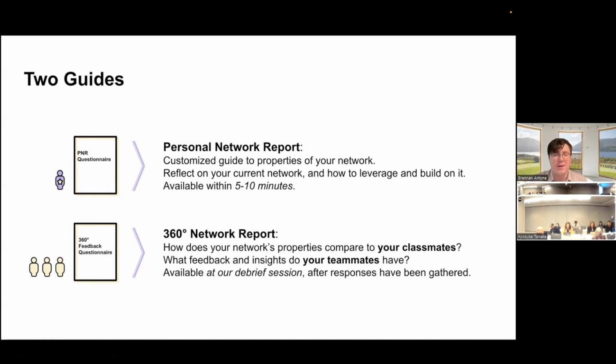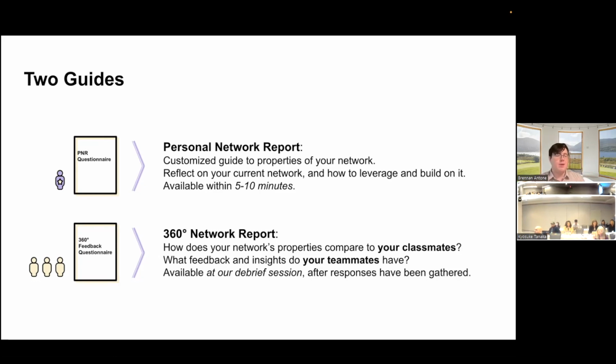You're just going to know, this is the average score, and this is how my score compares. The reason that's split into a second report is that you have to wait until everyone has filled out the questionnaire, and sometimes that can take a while. So we send the personal network report right away, based just on your own responses. And the comparative 360-degree network report, you can generate right before the debrief session and share with all the students.